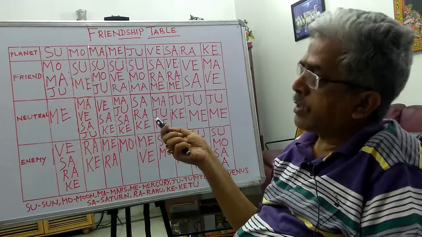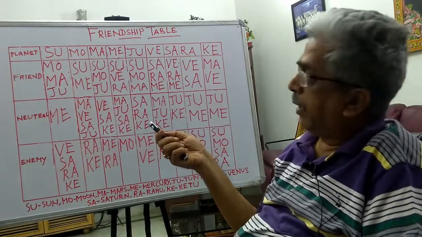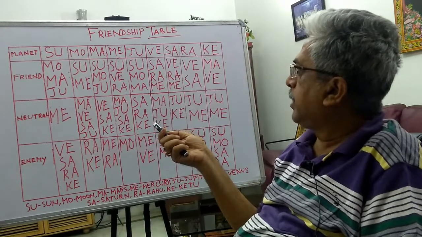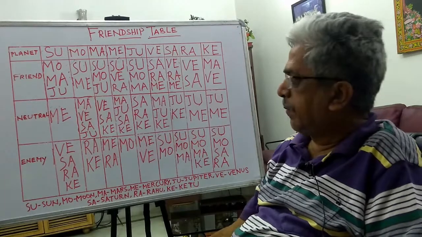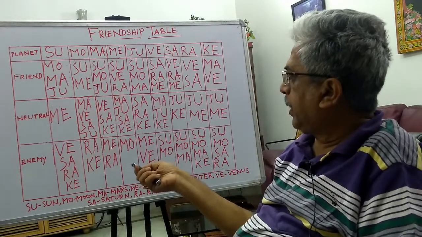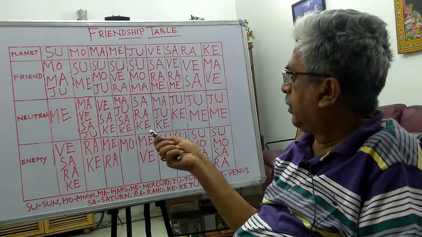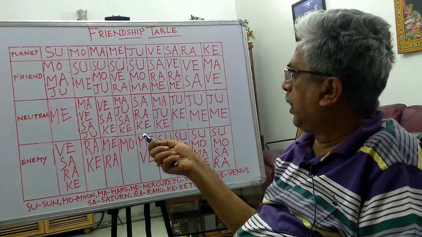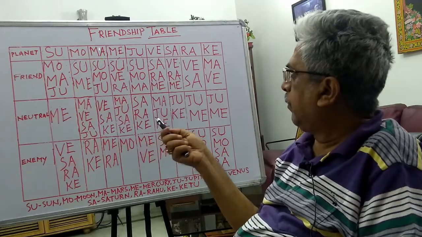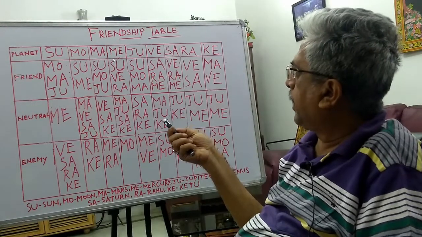If in your first house 1 or 8 is written, it means you are ruled by Mars. So for Mars, Sun, Moon and Jupiter are friends. Mercury and Rahu are enemies. Venus, Saturn and Ketu are neutral for Mars. Mercury.